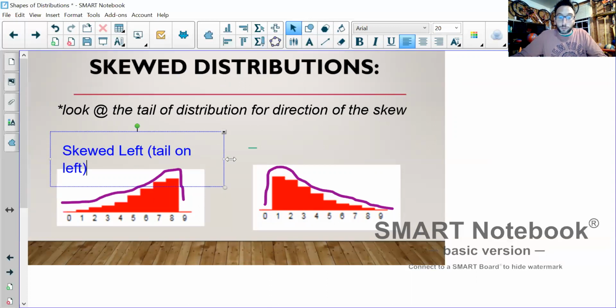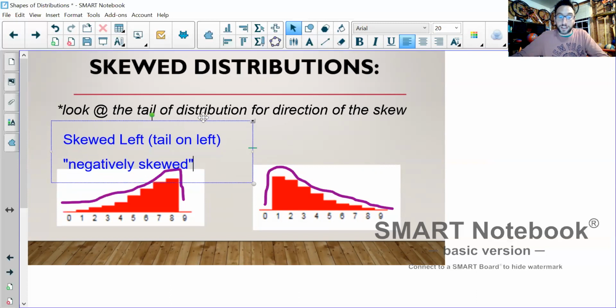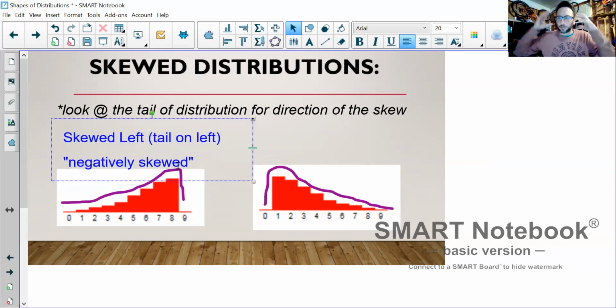Another name for a skewed left distribution, in textbooks or online sources or college professors, we might see this referred to as negatively skewed or skewed towards the negative values. And that's because we picture a number line, right? We picture the negative values on the left side.